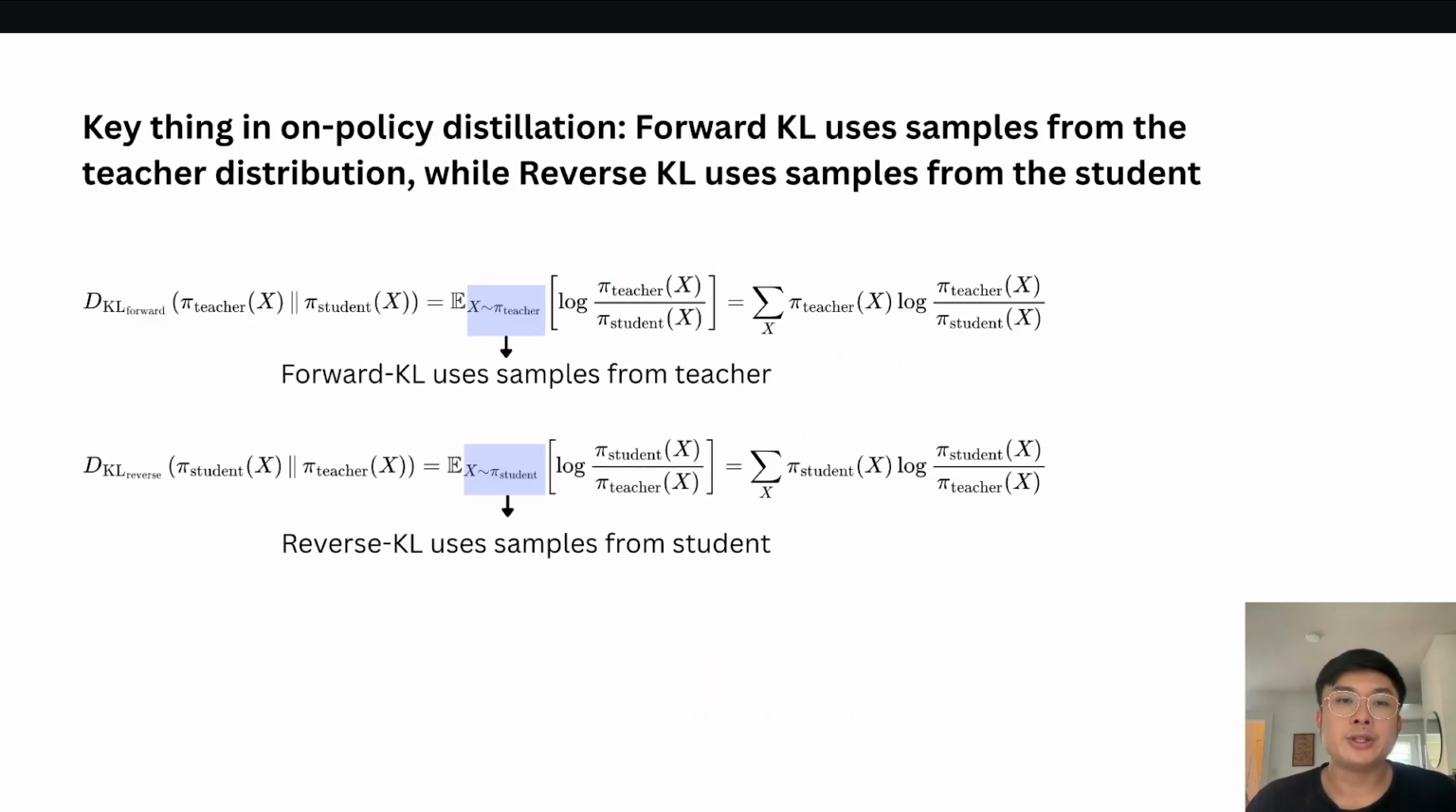One final point. One key thing in on-policy distillation is that the forward KL uses samples from the teacher distribution, while the reverse KL uses samples from the student distribution. This will be important when we do Monte Carlo estimation in actual on-policy distillation training.